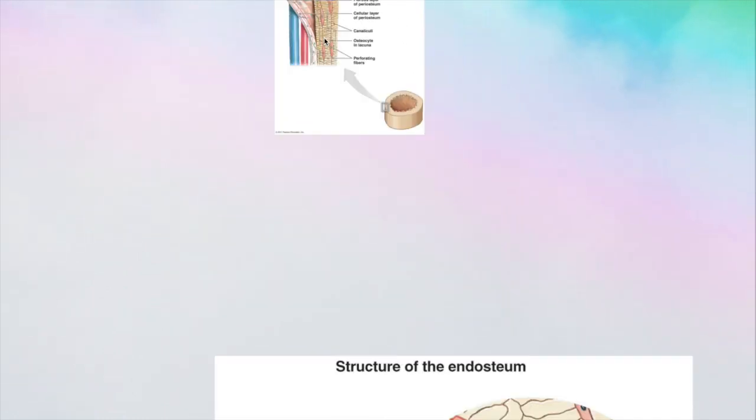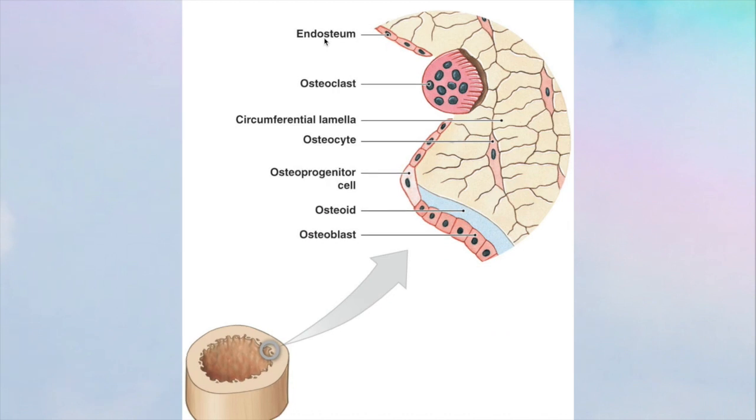Then the other bone membrane that we see is called the endosteum. This is on the inside of the bone. The endosteum is a delicate membrane that lines the inner surface of bones. It consists of osteoblasts and osteoclasts, and it's active during bone growth, repair, and remodeling.